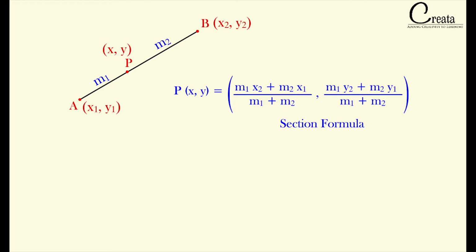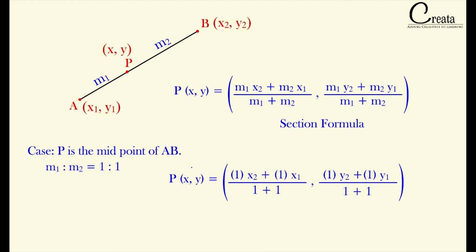Further, let's take a case. The case is that if point P is the midpoint of the line segment AB. Midpoint means m1 is to m2 will be equal to 1 is to 1. Putting in the values, we get the coordinates of point P as (x1 plus x2 by 2, y1 plus y2 by 2). This is the case of the section formula when the point P is at the midpoint of the line segment AB.